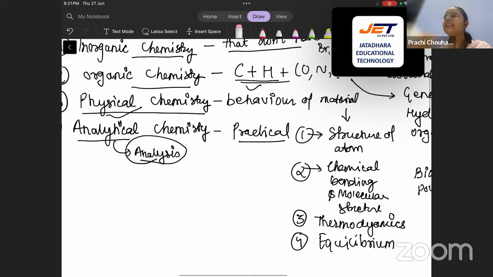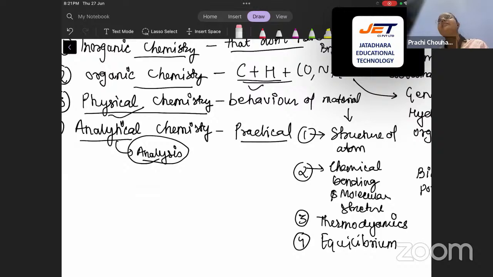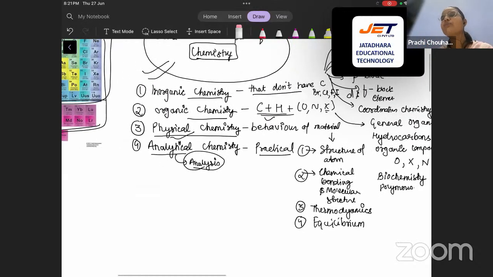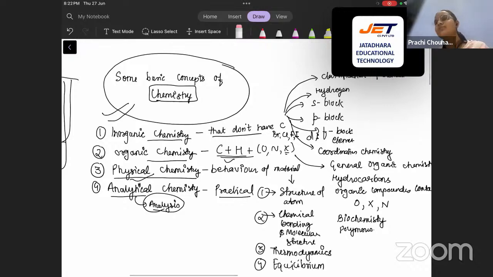And in analytical chemistry, obviously, it is all the practical aspects that we will be learning, right? For example, the titrations, or how we purify the compounds, how we characterize the compounds. All of those things we will be learning in analytical chemistry. So this is how we will be learning chemistry.